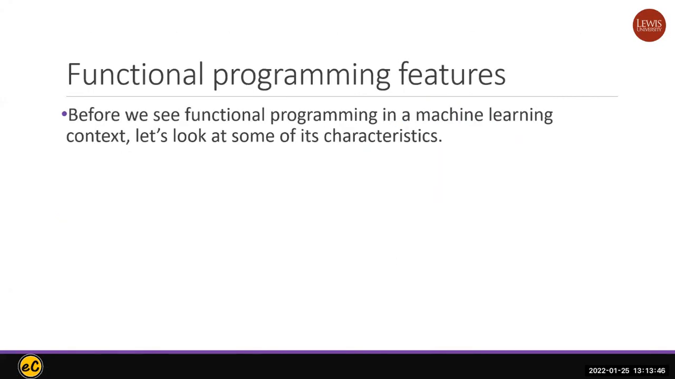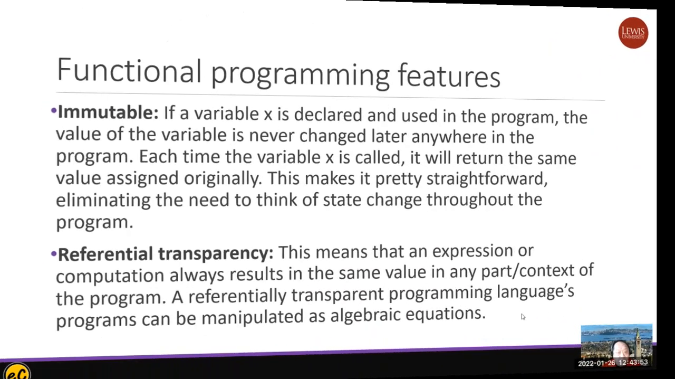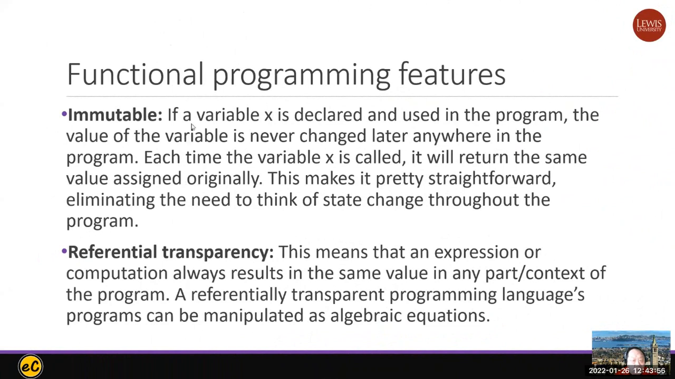So, functional programming features. Before we see functional programming in the machine learning context, let's look at some of its characteristics. Immutable is a very important feature of functional programming. If a variable is declared and used in the program, the value of the variable is never changed later anywhere in the program. We call it immutable. Each time the variable is called, it will return the same value assigned originally. This makes it pretty straightforward and eliminates the need to sync state changes throughout the program.